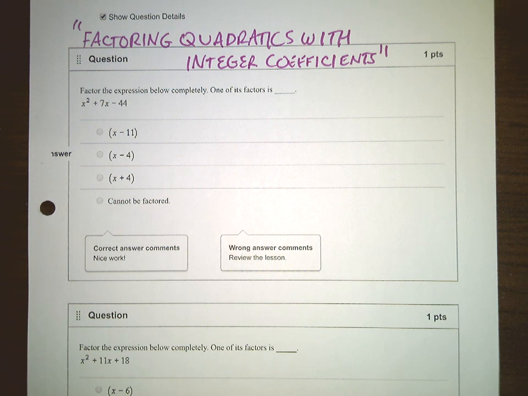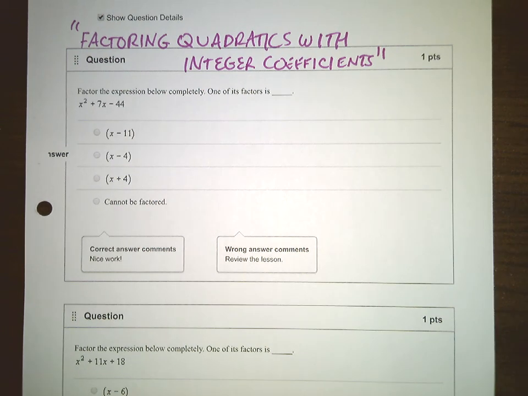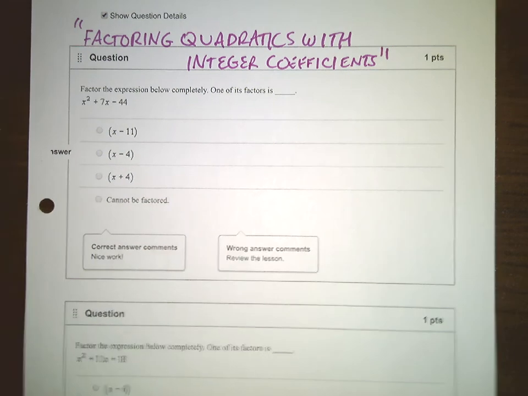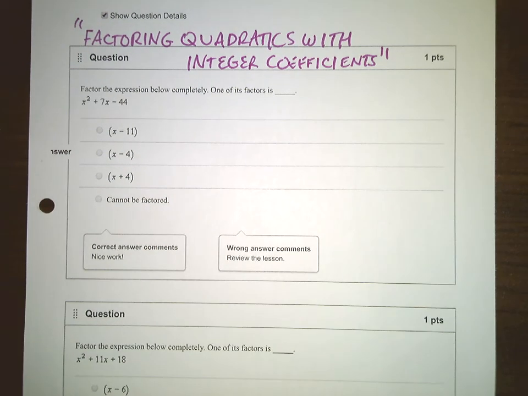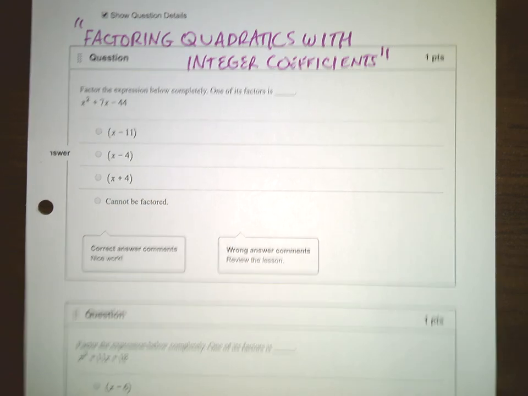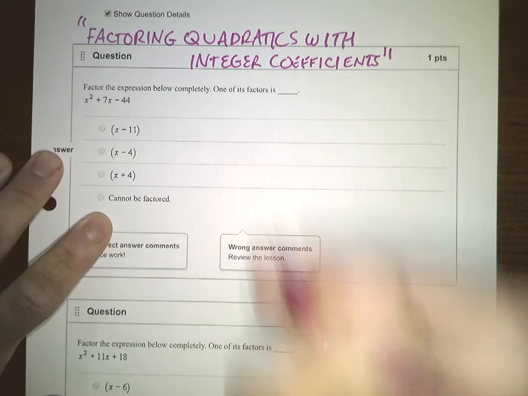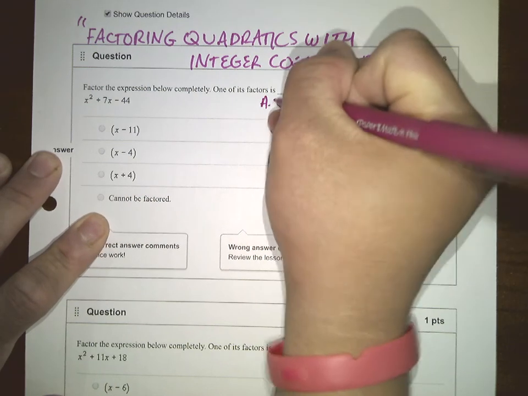Hi everyone, this is Professor Oaks, and this video is about factoring quadratics with integer coefficients, and we are going to actually do all of the problems in this section using the method that you may have already heard about, and that is called the AC method, or usually some people call it the factoring by grouping method, because you will need to use factoring by grouping here. So the AC method.